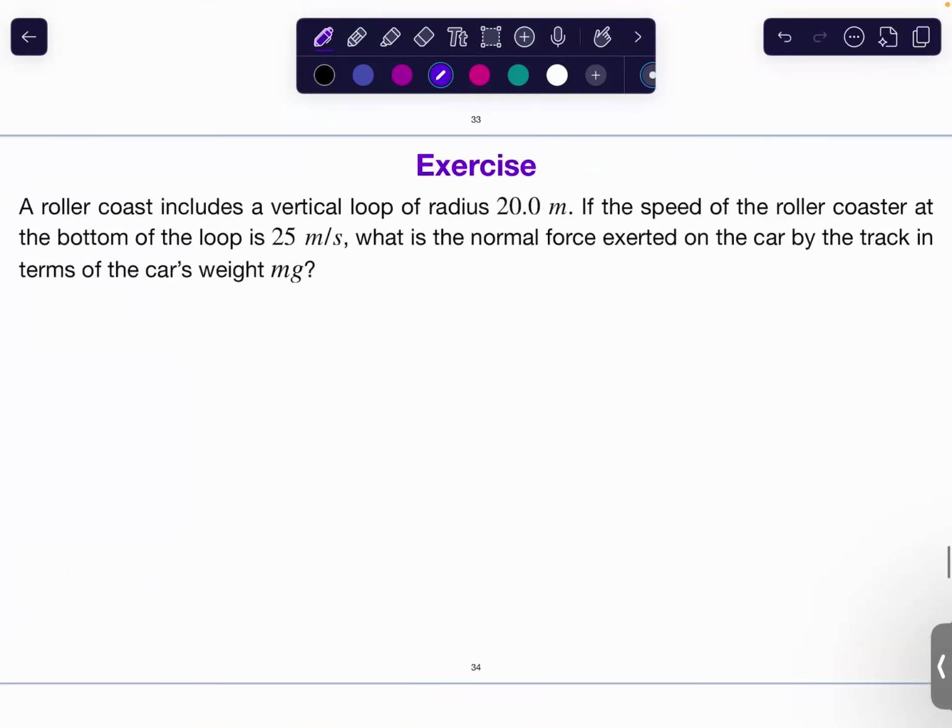So again, roller coaster, vertical loop, 20 meters. The speed of the roller coaster at the bottom of the loop is 25 meters per second. What is the normal force exerted on the car by the track in terms of the car's weight?